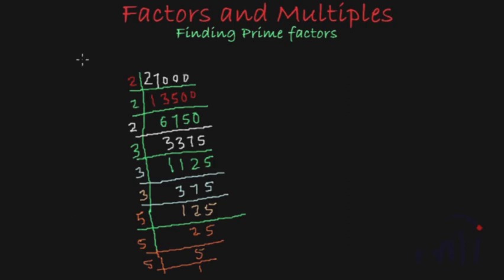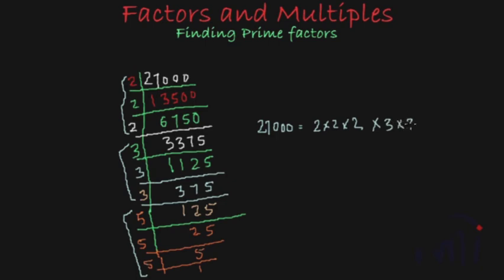So all the 2s we have got together, right? And then we have all the 3s, and then we have all the 5s, right? So if I write the prime factors of 27,000, the prime factors of 27,000 will be 2 multiplied by 2 multiplied by 2, 3 2s, and then we have 3 multiplied by 3 multiplied by 3, 3 3s, and then we have 5 multiplied by 5 multiplied by 5, right? So these are the prime factors of 27,000.